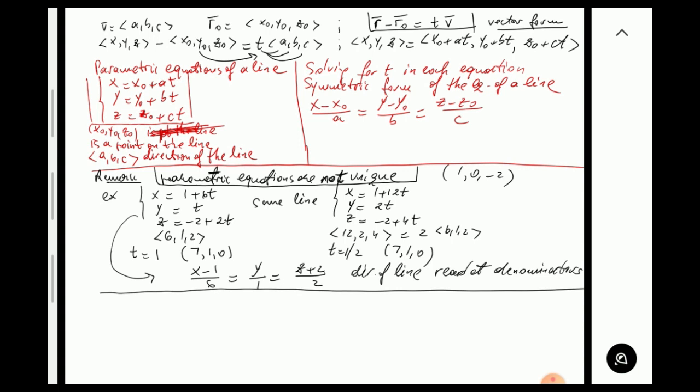So let's continue with another example. Let's say I want to find the equation of the line through the points, another example here, through the points A of coordinates -1, 2, 1, and B of coordinates 0, 1, 3.